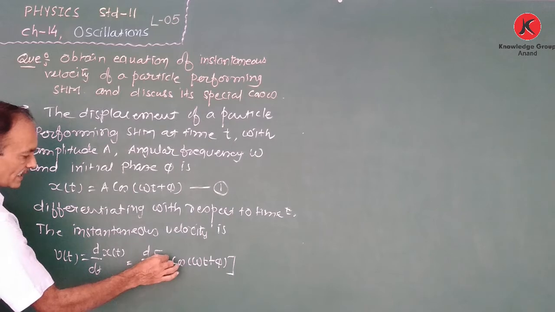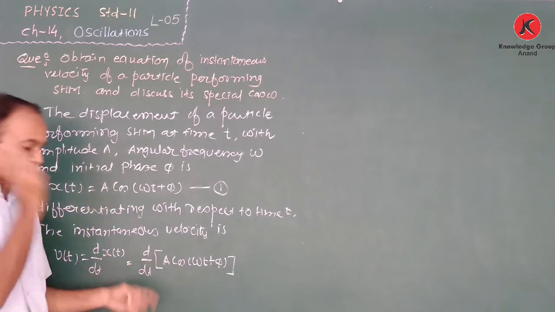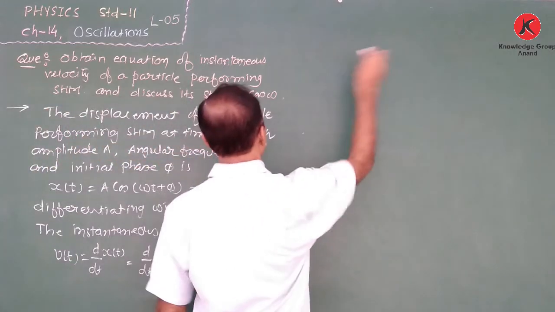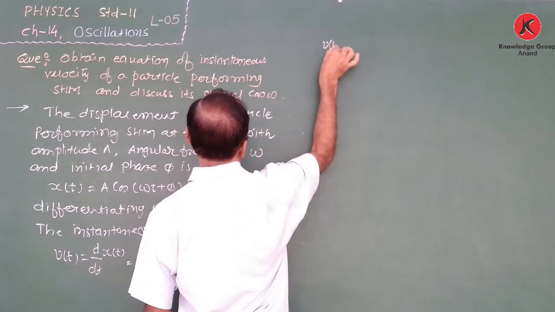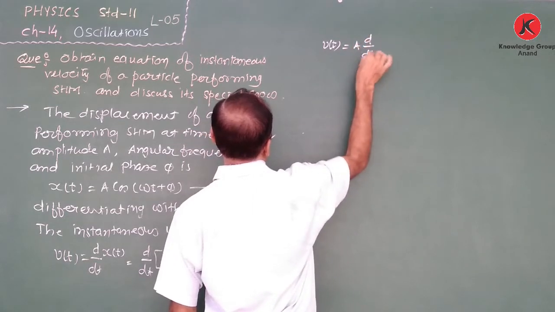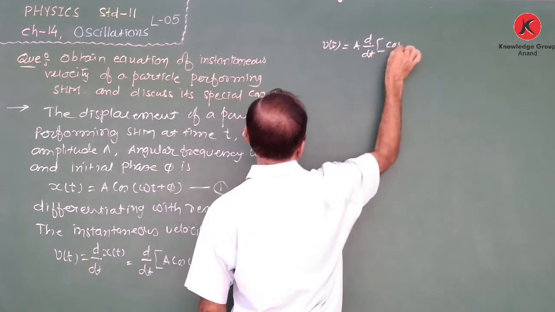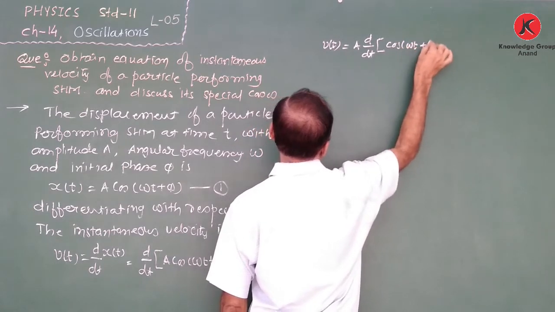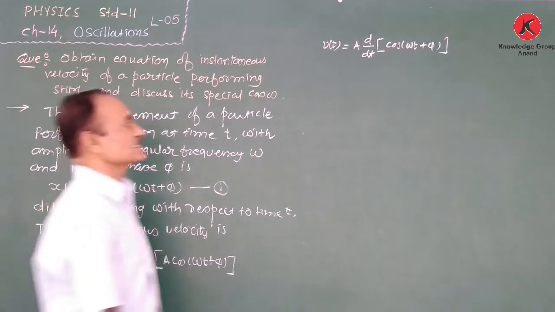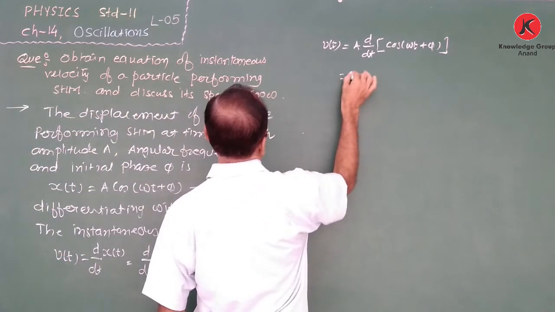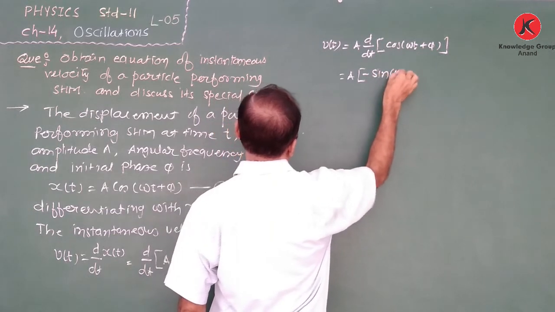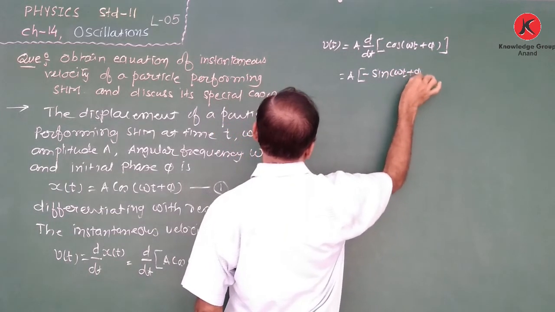A is constant, amplitude is constant, does not change with time, therefore that is taken out. Therefore velocity, instantaneous velocity at time t, is equal to A d by dt of cos(omega t plus phi). Now the derivative of cos is minus sine. Therefore here minus sine function is omega t plus phi.